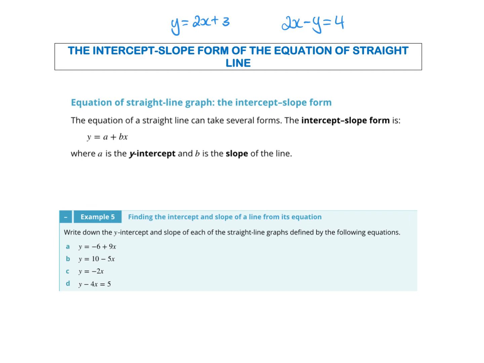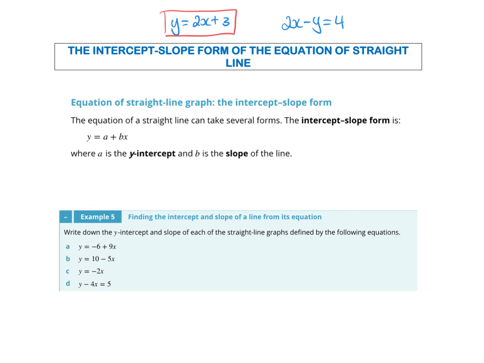So you can see they've both got x's and y's in them, and there's no power on the x. So these both produce a straight line. But what we call the intercept slope form is when it's written like this. When it's written y equals something, that's called the intercept slope form. We're probably going to see a lot of this in our next topic, where our equations will be written like this when we're talking about practical things.